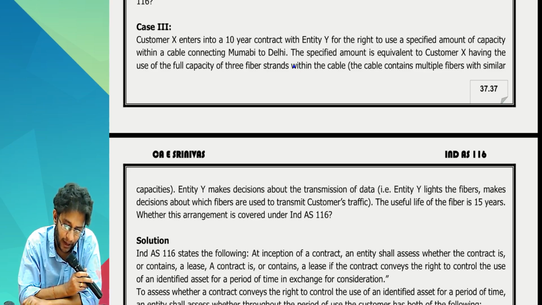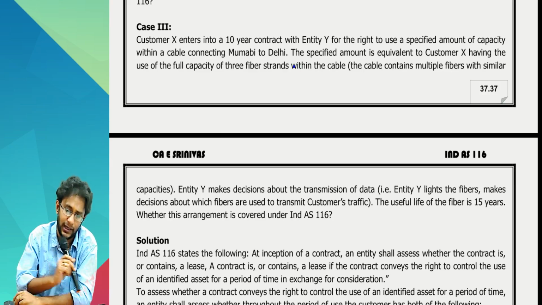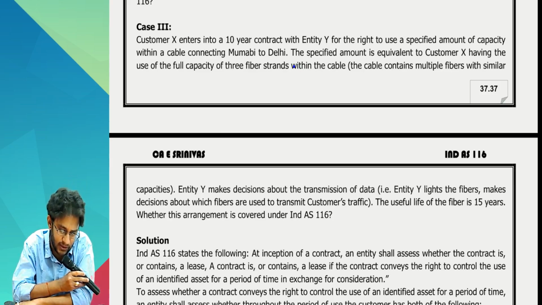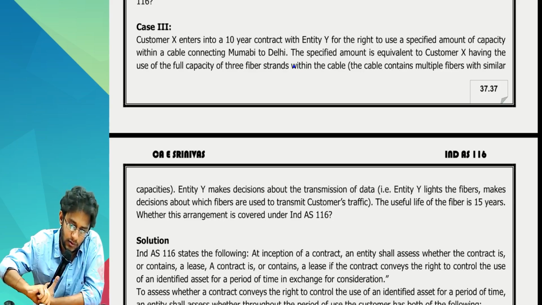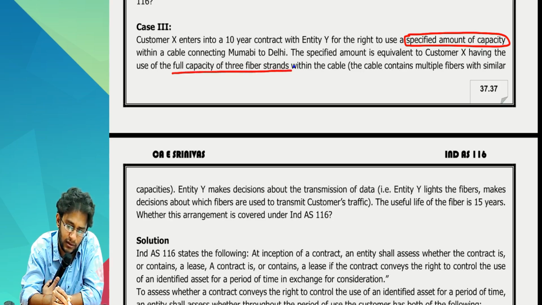The specified amount is equivalent to customer X having the use of full capacity of 3 fiber strands within the cable. The cable contains multiple fibers with similar capacities. Entity Y makes the decision about transmission of data. That means X is the customer, Y is the supplier. He will use a certain capacity. How much capacity, it wouldn't say, but it is specified, and that capacity will be full capacity of 3 fiber strands.